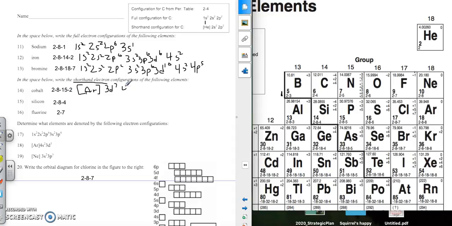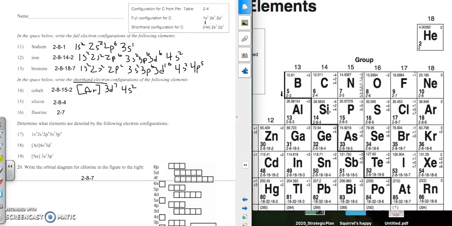And then there's 2 more electrons, which we're now going to have to place in the 4s2 because it's the fourth principal energy level and there's 2 electrons, and you can only fit 2 electrons into the s sublevel right there. Okay, so let's take a look at silicon.